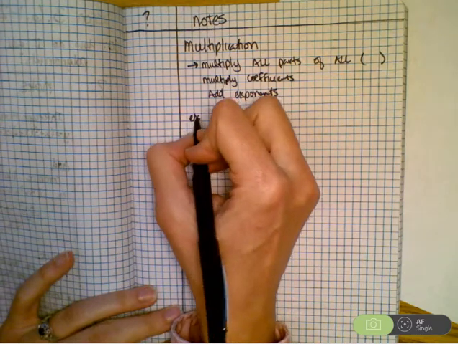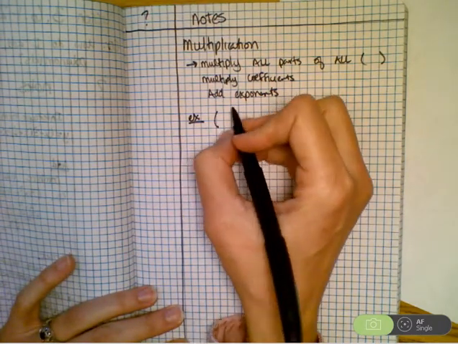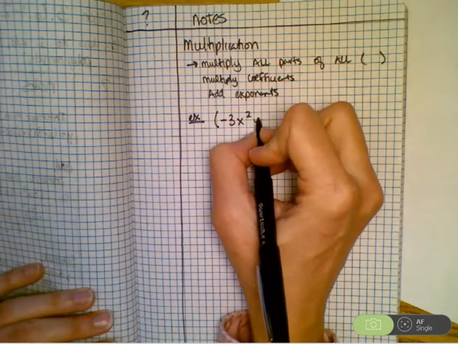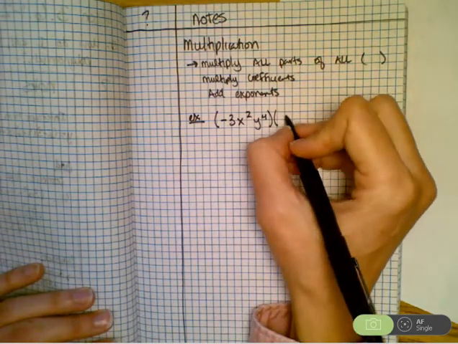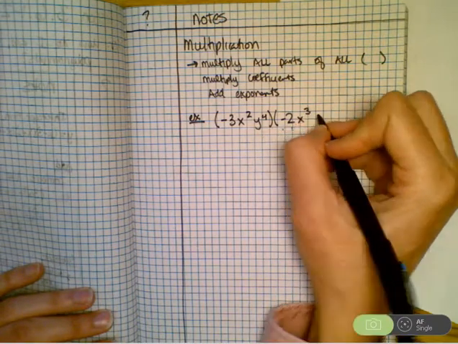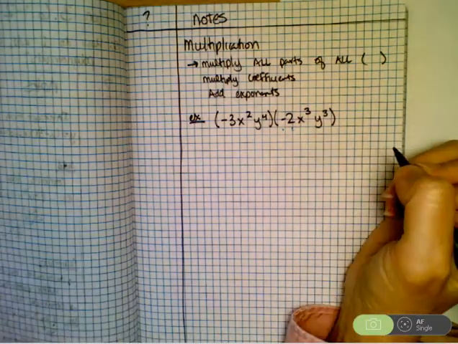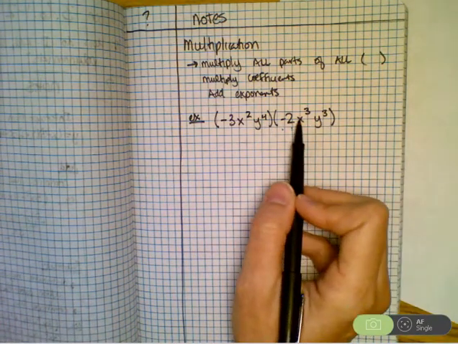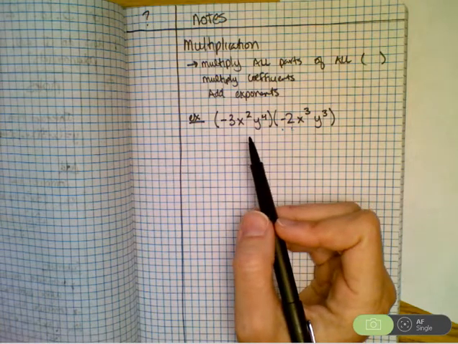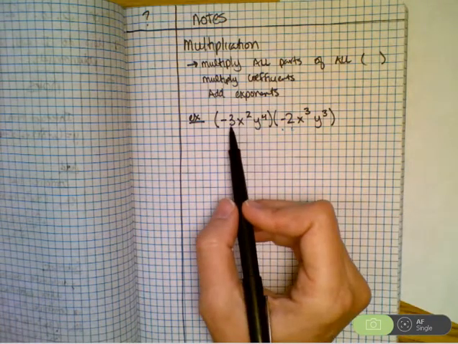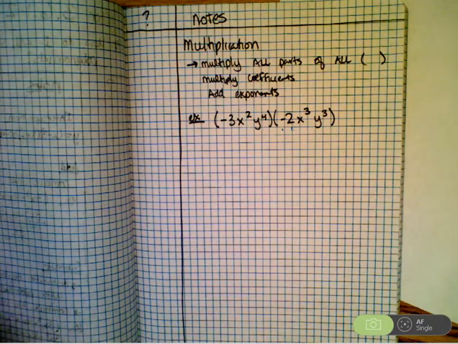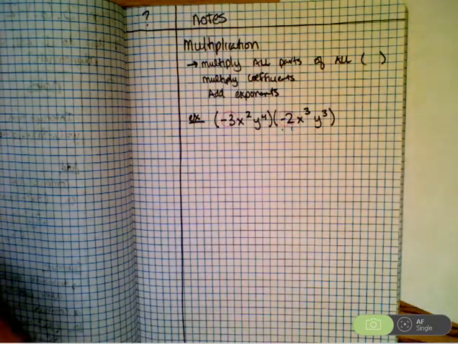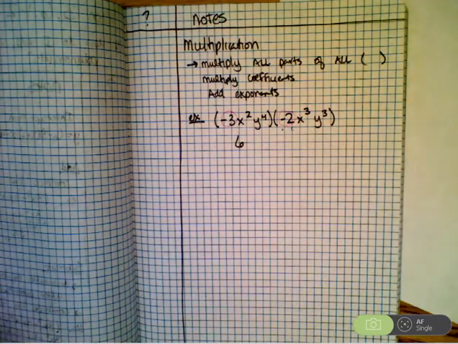So for example 1, I'm going to start simple and get more complicated. Negative 3x to the second, y to the fourth, times negative 2x to the third, y to the third. When you don't have any addition or subtraction in between them, you're really just multiplying all of these pieces together. So we multiply the negative 3 and the negative 2. Negative 3 times negative 2 is positive 6.